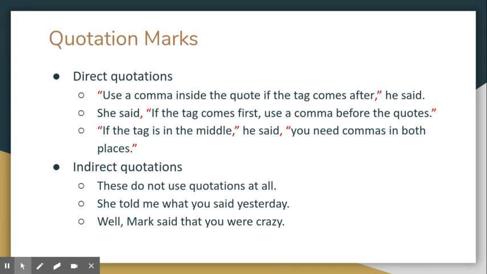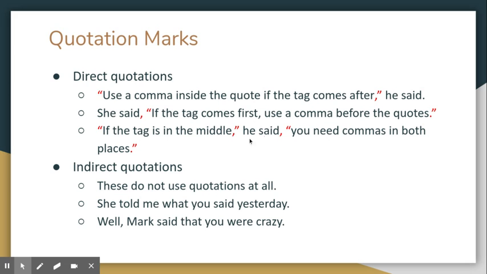Okay, quotation marks. For direct quotations, we have 3 options here. Use a comma inside the quote if the tag comes after: "...," he said. So "he said" is the tag it's talking about here. If the tag comes first, like: She said, "..." use a comma before the quotes.